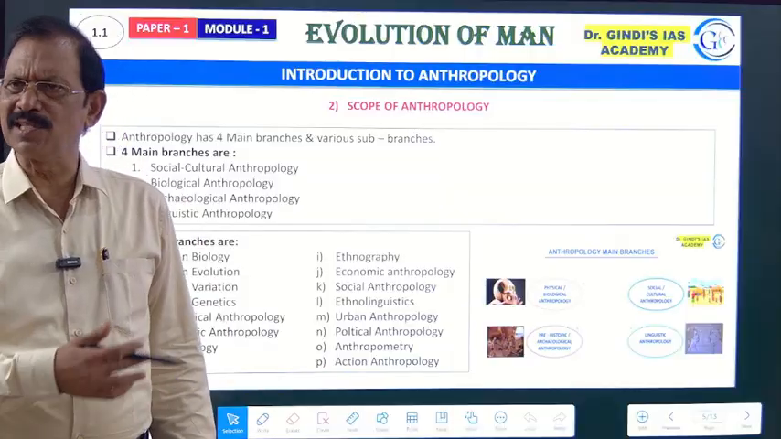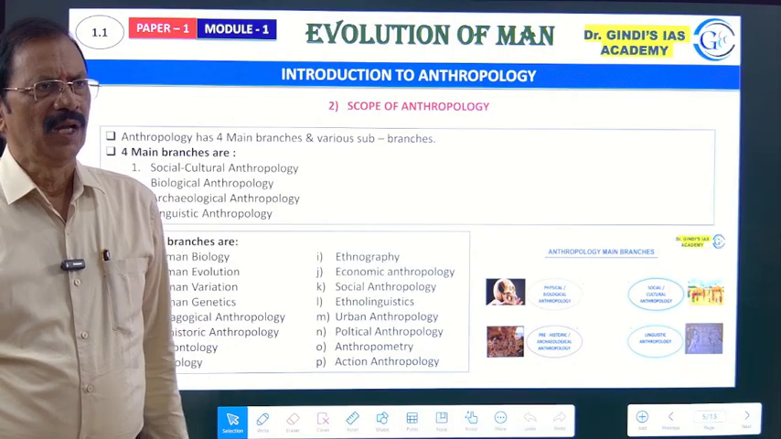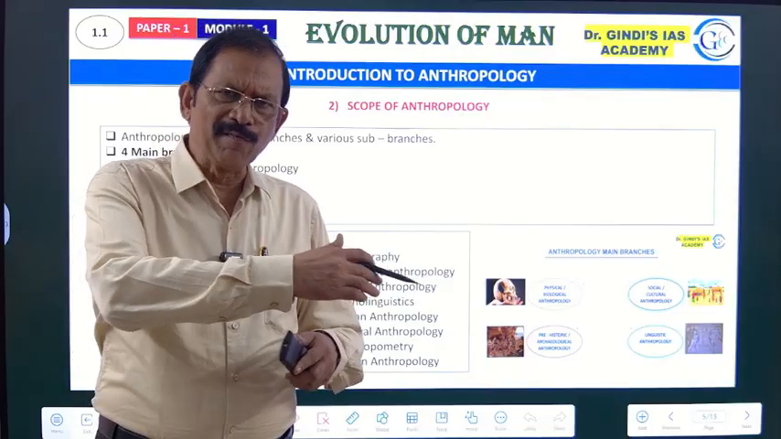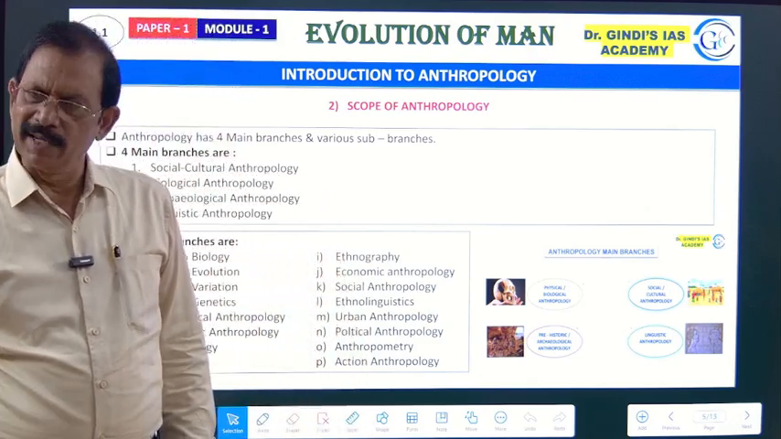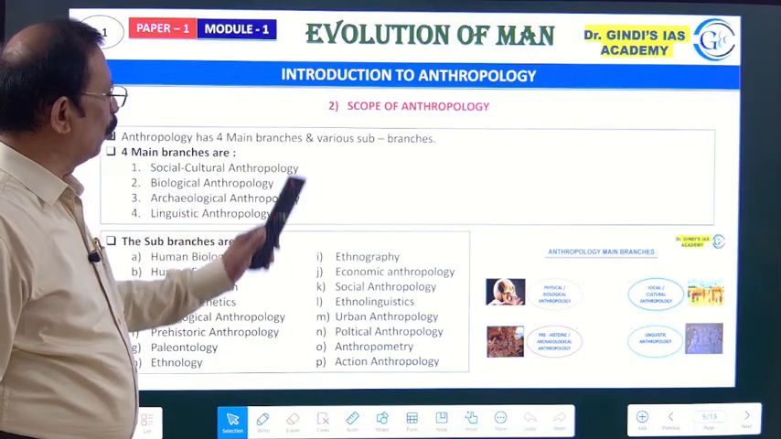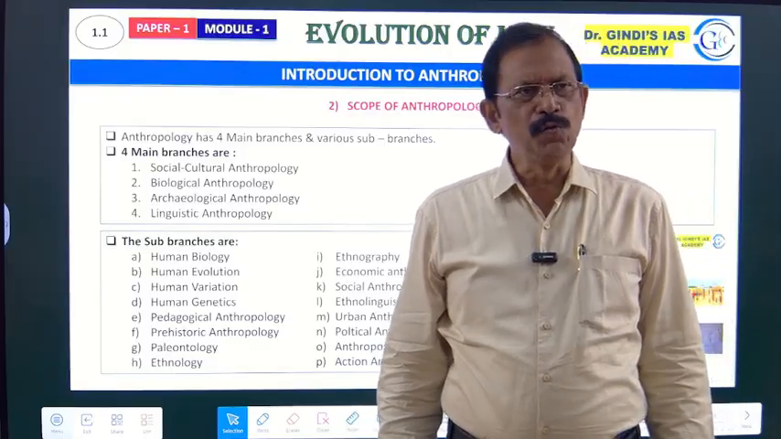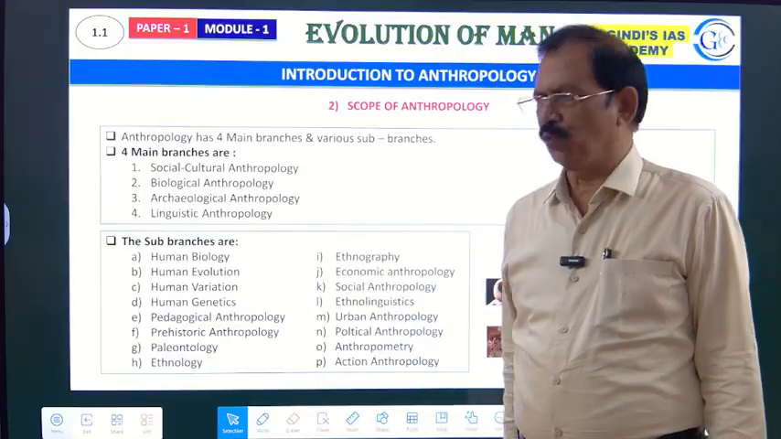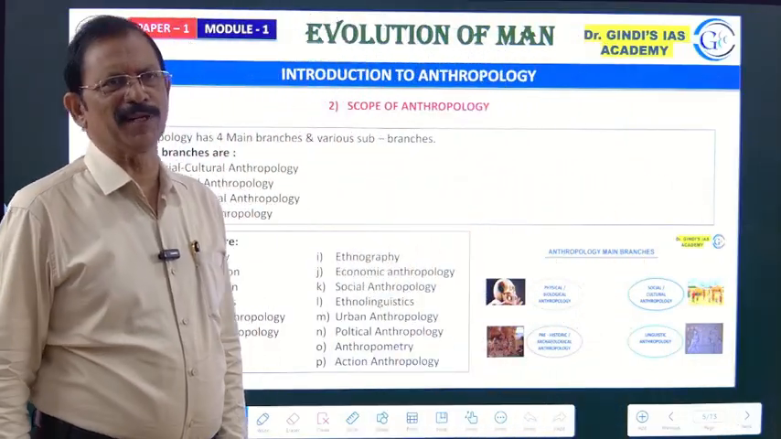Languages: how languages originated, how they have been developing, and what the relationship is from one language to another. Everything we discuss under 1.3 of our UPSC syllabus, and I will explain in detail. These are the four main branches. Apart from these four main branches, various sub-branches are there. In UPSC, you may often get a short note under the main branches or sub-branches, or a 10-marks question.